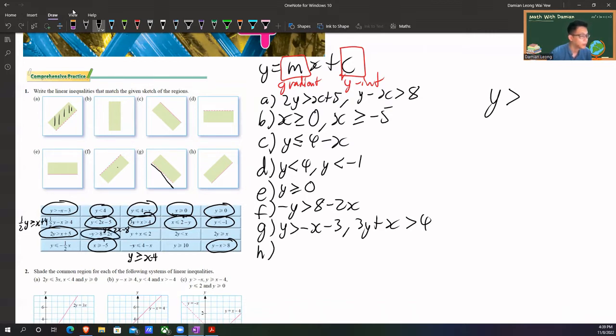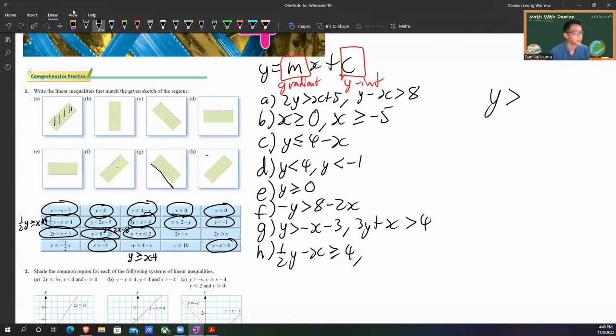Half y minus x. If I bring over, it's like this. So positive gradient that's equal above. Okay, solid line above going up. This one. So it's the H. Half y minus x more equals 4.